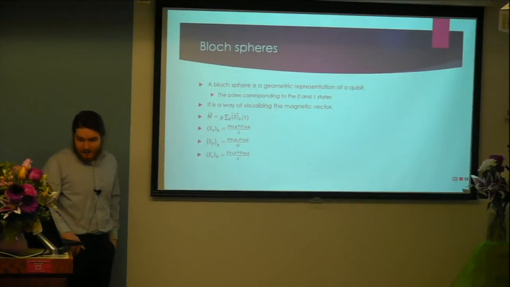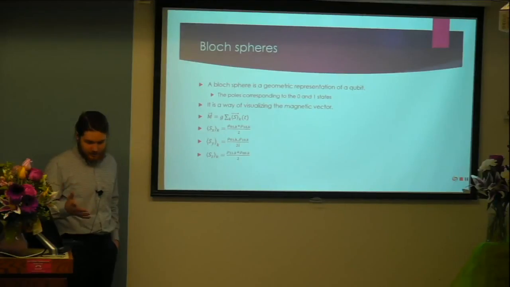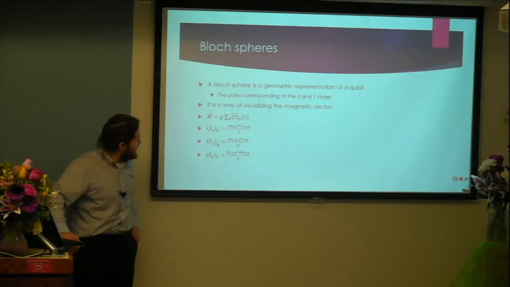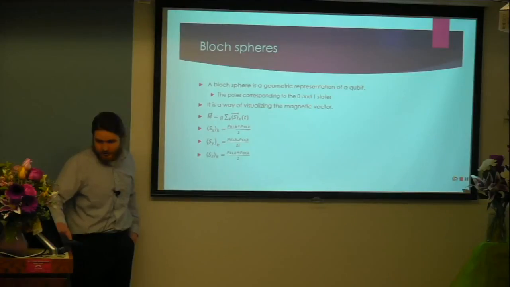Well, what is a Bloch sphere? It's a geometric representation of a qubit where the poles of the sphere represent the 0 and 1 states. More usefully, it's a way of visualizing the magnetic vector of a spinning electron as it moves through a magnetic field. So we have our magnetic vector equal to g times the summation over k of S_k of time t, where S_k is the combination of the x, y, and z components of the vector, which are controlled by these equations, which I will show later.